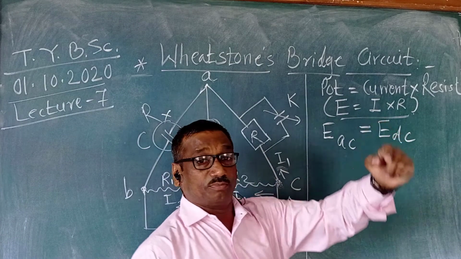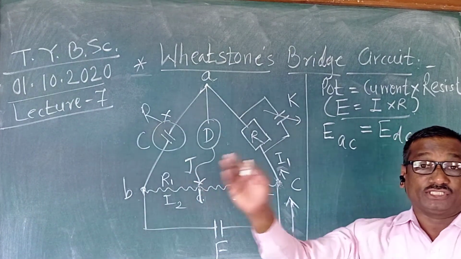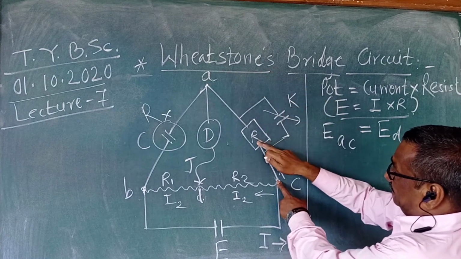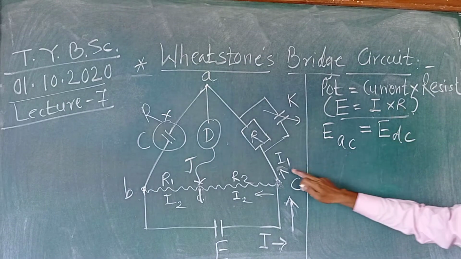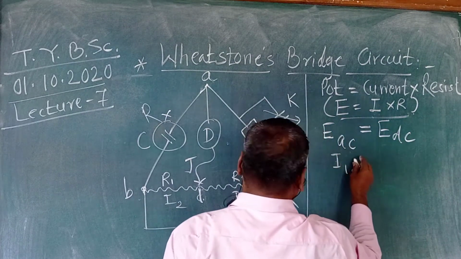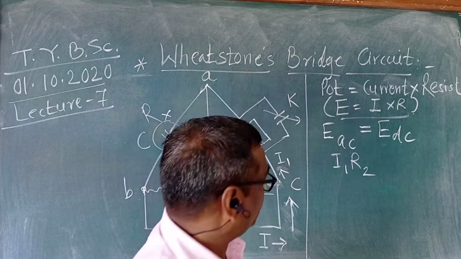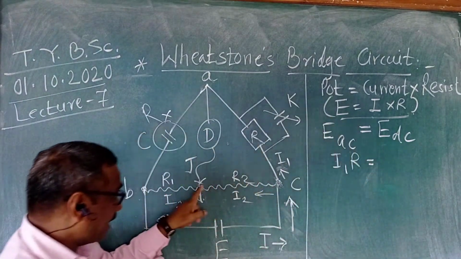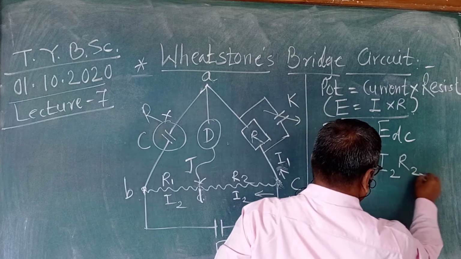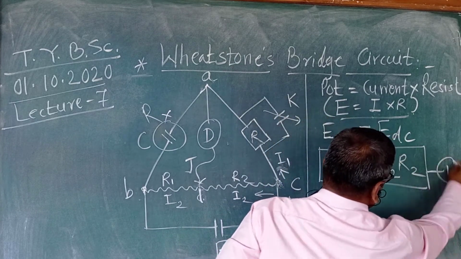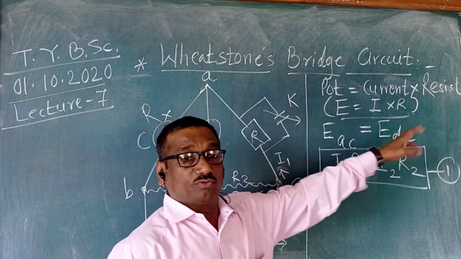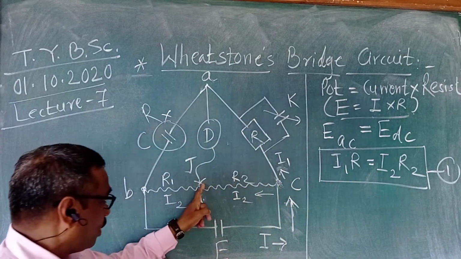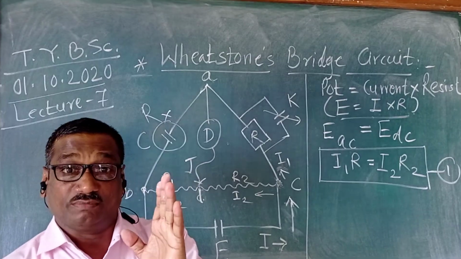And potential is nothing but the product of current and resistance: the potential drop is equal to current into resistance. Now see the current on AC. The potential drop on AC is current I1 times resistance R. So I1 R, where R is a variable resistance, is equal to I2 R2. This is equation number 1. The potential drop across AC is equal to the potential drop across DC: current I1 on AC with resistance R, and current I2 on DC with resistance R2.